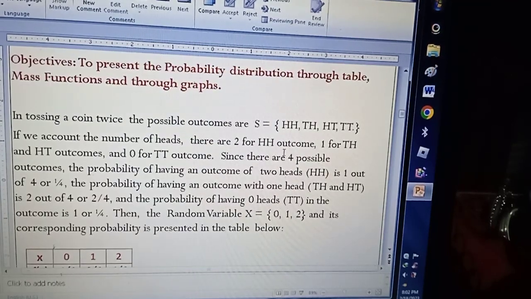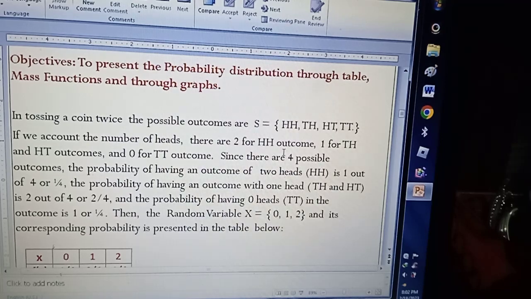Okay, our objective in this video is to present the probability distribution through table, mass function, and through graph.